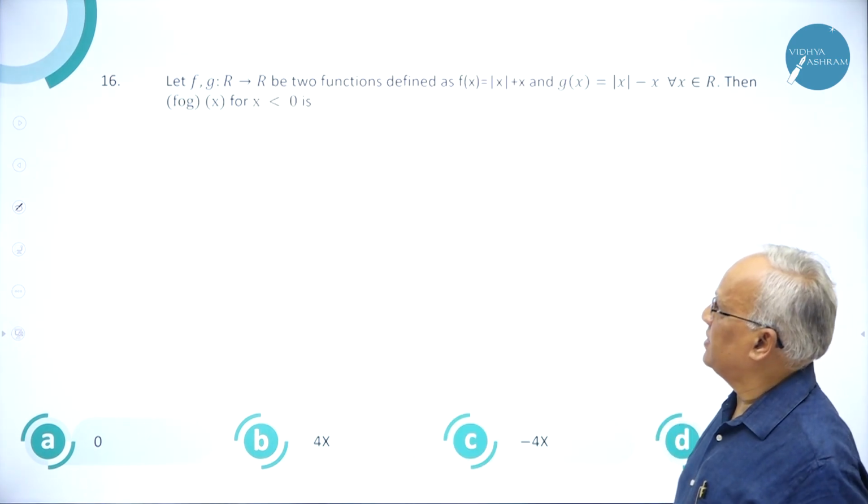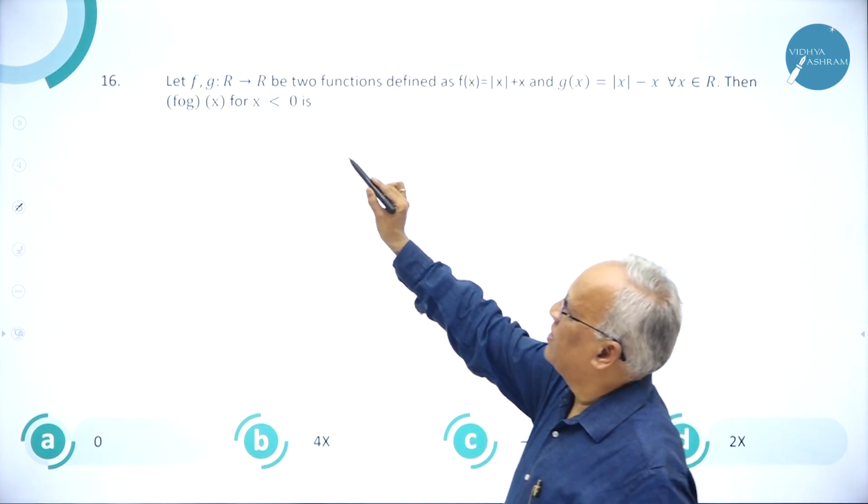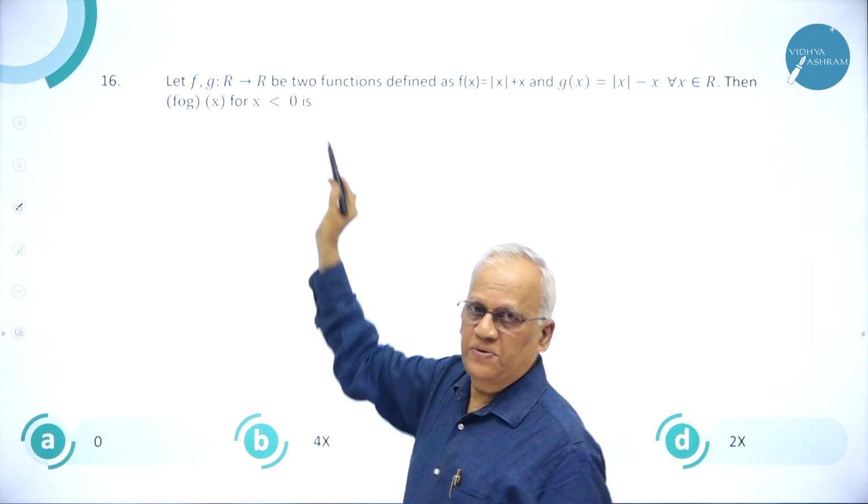Next, question number 16. F and G are functions from R to R. Both F and G are defined from the set of real numbers to the set of real numbers.